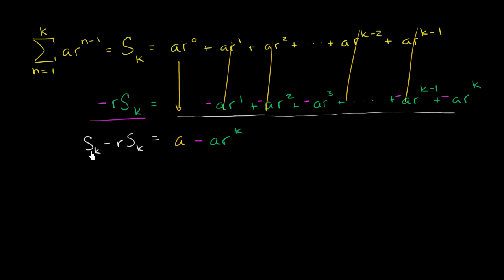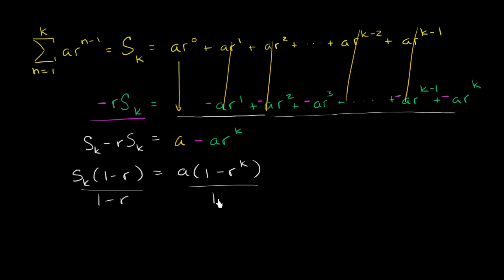And now we can actually solve for our sum. We factor out an s sub k. We get s sub k times 1 minus r is equal to this stuff on the right-hand side. And over here, actually, we can factor out an a, so it is a times 1 minus r to the k. And now we just divide both sides by 1 minus r to solve for our sum. We are left with s sub k is equal to a times 1 minus r to the k power, all of that over 1 minus r.